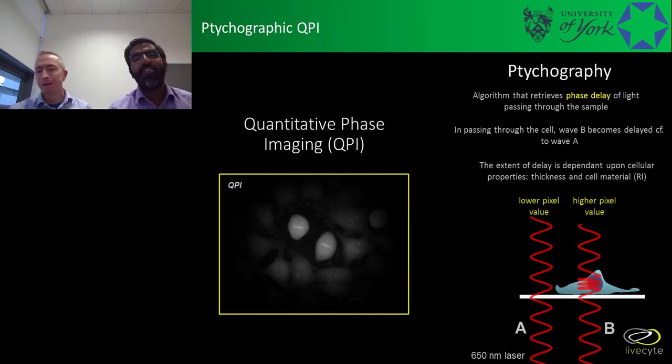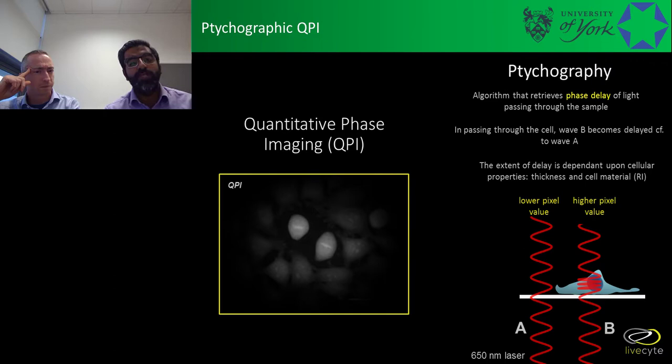Okay, so what we're generating here is a quantitative phase image, a way of getting that high contrast from a label-free image. There's lots of methods out there for quantitative phase imaging, but on the Livecyte product from Phasefocus, we use a method called ptychography. And what this essentially does is calculate the phase delay as light passes through the cell. So you can see in the bottom right in the cartoon, light wave B is becoming delayed compared to light wave A. And in a nutshell, the bigger the phase delay, the brighter the pixel value in the image. The lower the phase delay, the lower the pixel value in your image.